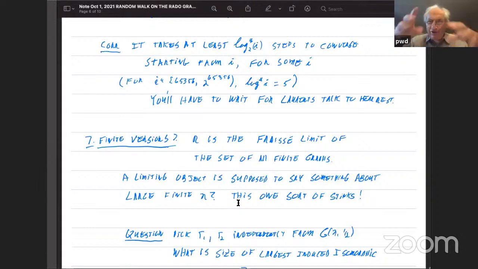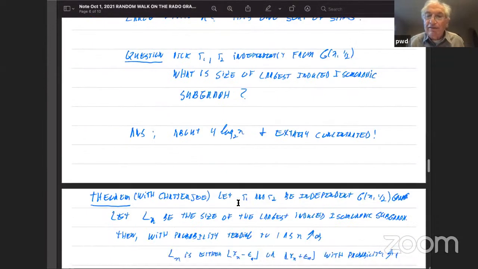So I tried to find how properties of the Rado graph translated into things about finite graphs. And that's a little bit off to the side, but the math is interesting. And I was led to it from the story I just told you. So let me tell you a few sentences about it.